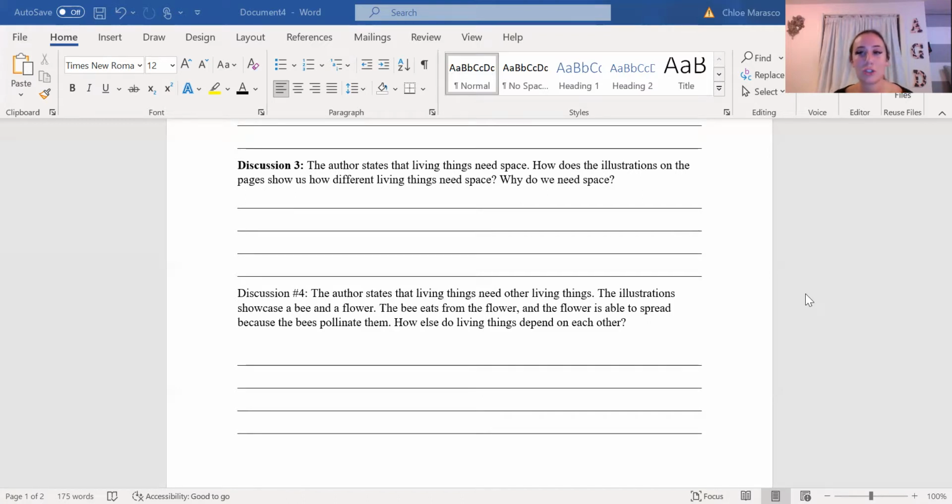Talk to your students about how a bee goes to a flower to eat. They eat the nectar, the things that the flower provides. But then that bee goes around and collects the pollen and pollinates so more flowers can grow. So the flower is not only depending on the bee for reproduction, but the bee is depending on the flower for nutrition. So how do living things depend on each other? How else do living things do this? Get them thinking.